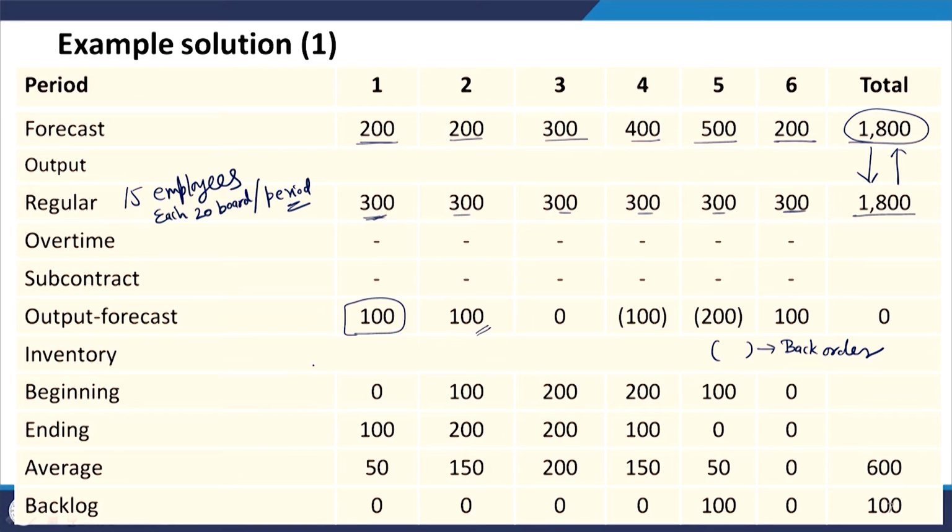Now, going with this data, the beginning inventory is 0, and the end inventory, because the output minus forecast is available to you at the end of the period, becomes 100 units. Now, this 100 unit is available in the beginning of the second period. These 100 units are available to you as a beginning inventory for the second period, and these 100 additional are available to you during the second period.